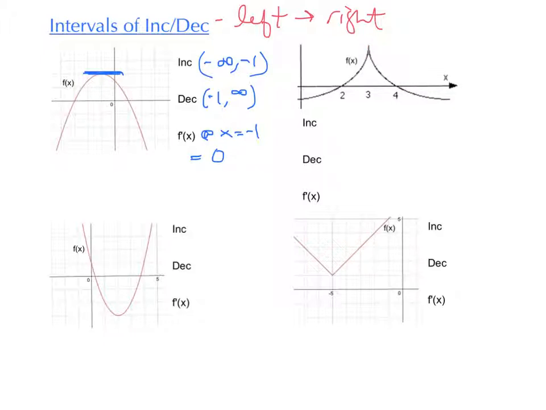And so my interval of increase would be negative infinity up until an x value of 3, again using parentheses. And then I would decrease from 3 to infinity. Okay, now what can we say about the derivative, f prime of x, at x equals 3?